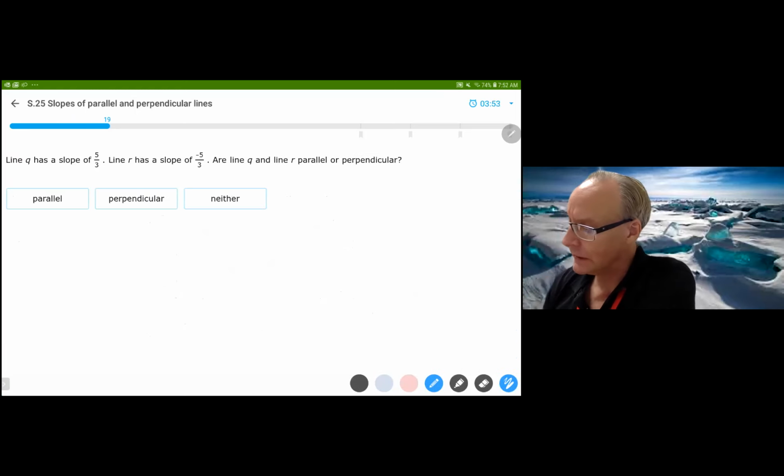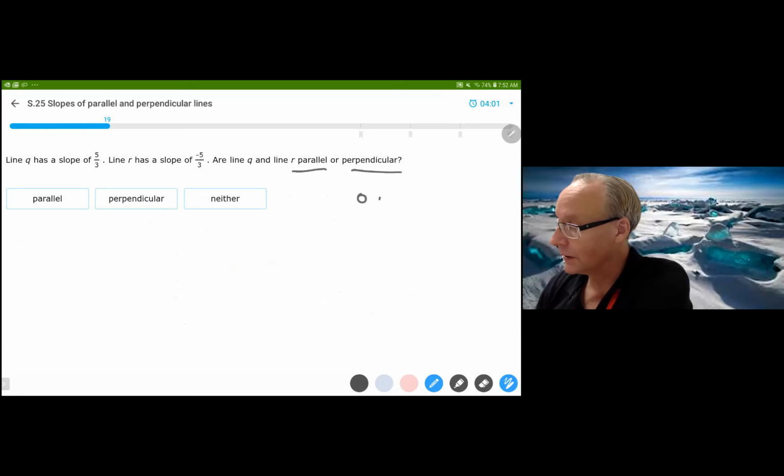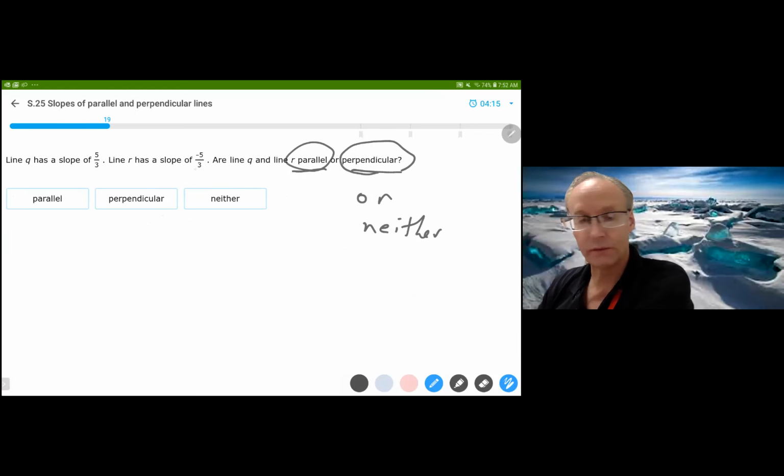Okay, so Q has a slope and line R is -5/3. Are they parallel or perpendicular or neither? Now, if they have equal slopes, then they're parallel. These are not equal. If they are negative reciprocals, then they're perpendicular. This is not -3/5, so it is neither.